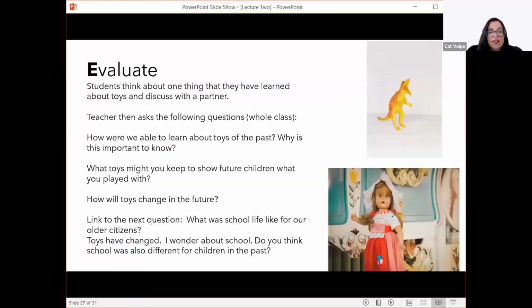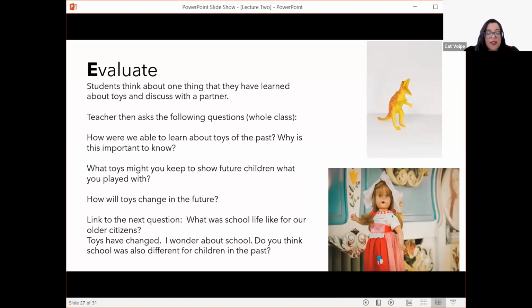So the last stage is the evaluate stage, and this is where teachers need students to be thinking about the process of learning. So they're given a lot of time to reflect on the learning process, and they think about what they've learned, for example about the toys, and discuss with a partner, and the teacher can have a class discussion about what sort of things they've learned.